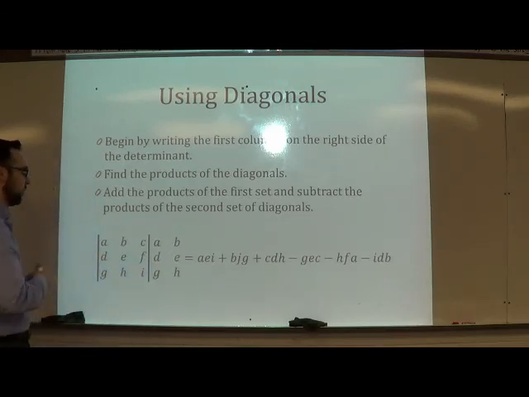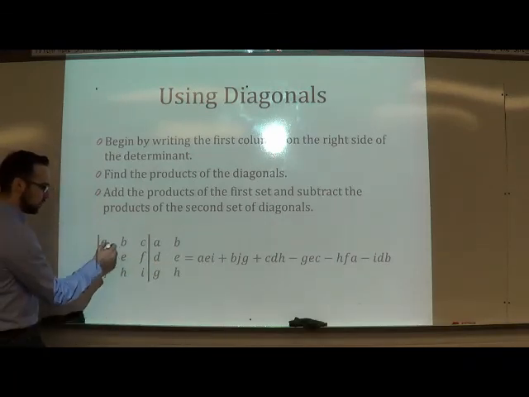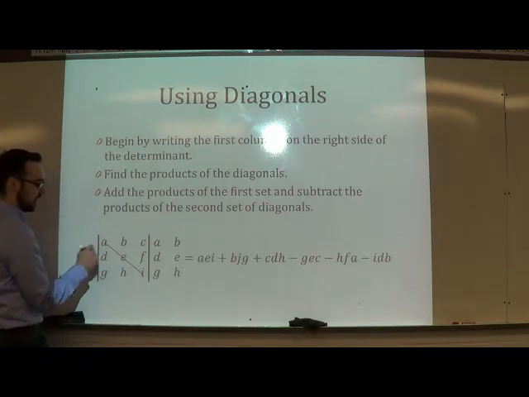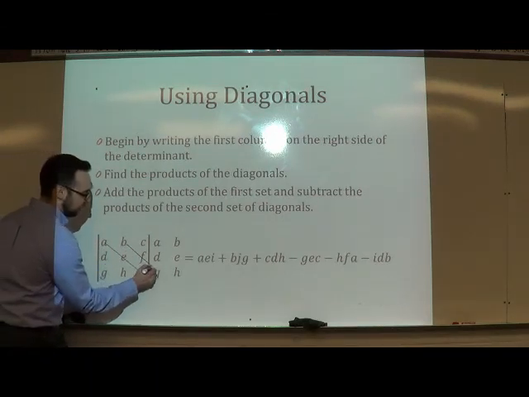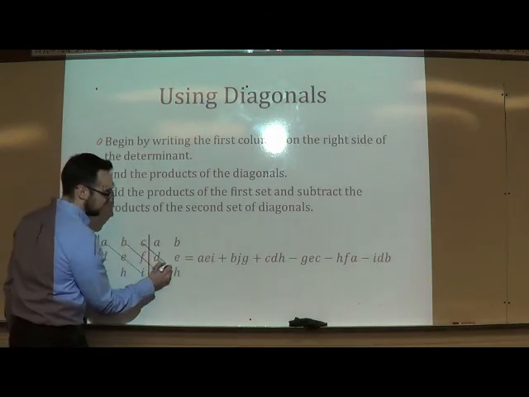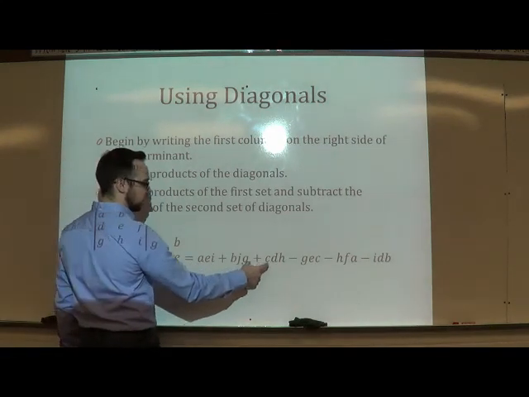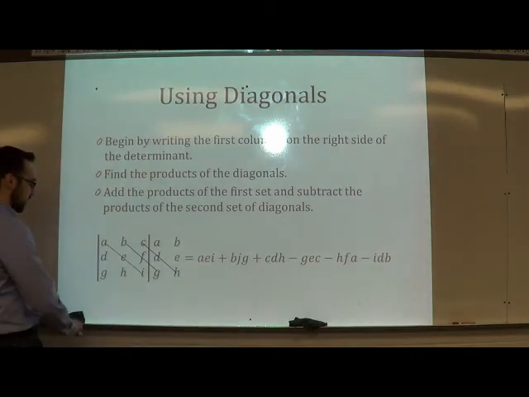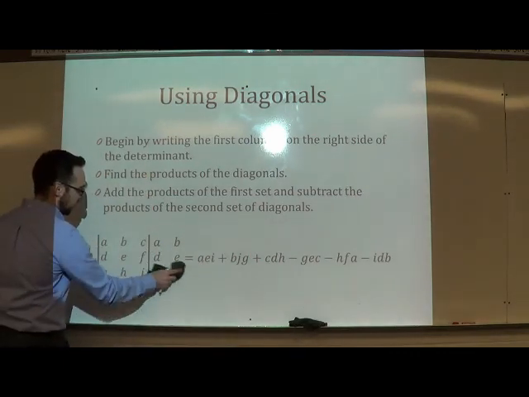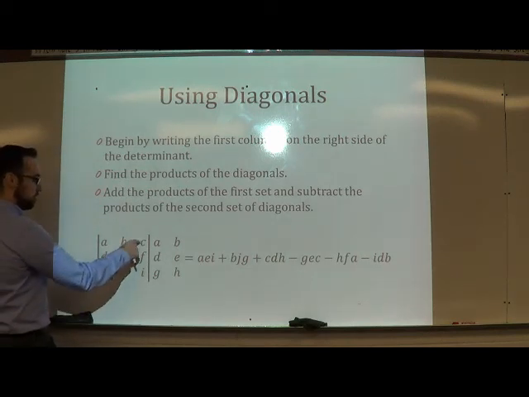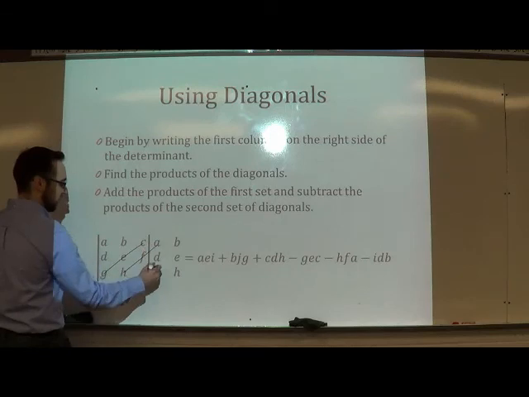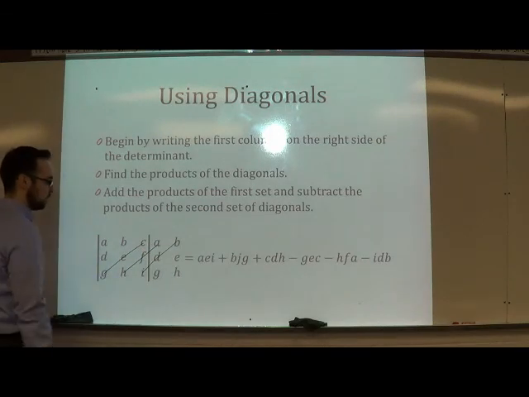And what we're going to do is we go through, and I'm going to first start by multiplying down. So I multiply the AEI, then I multiply BFG, and then I multiply CDH. And that's what all of these things are. And I add those up. Then I go through, and I'm going to multiply going up. So I'm going to start at the bottom and move upwards. So then we have GEC, HFA, IDB.